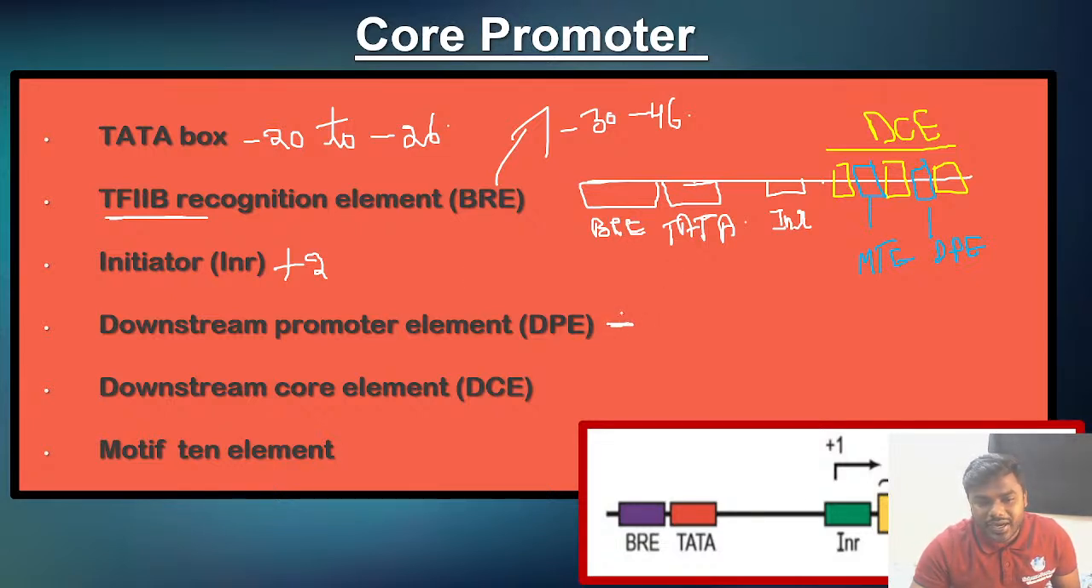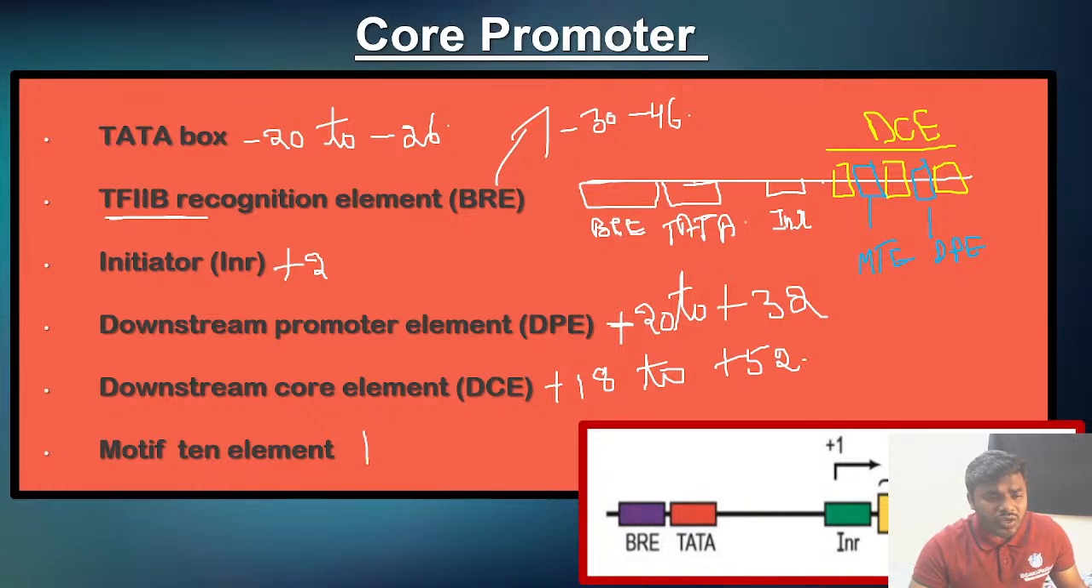The downstream promoter element will be located from +22 to +32. Why have I represented it with a plus, friends? Because it is located downstream. That's why I am representing the plus. When you look into the downstream core element, I have drawn it in yellow color, right? There are three downstream elements. So the downstream elements, friends, are located from +18 to +52 nucleotide sequence. The motif 10 element is located at +23 to +26 nucleotide sequence.